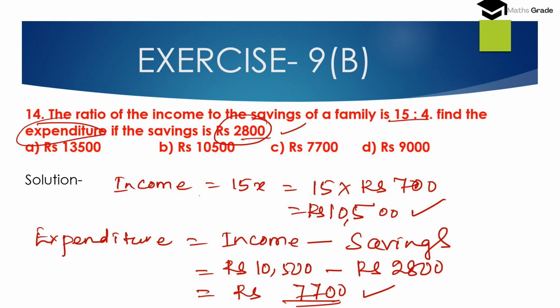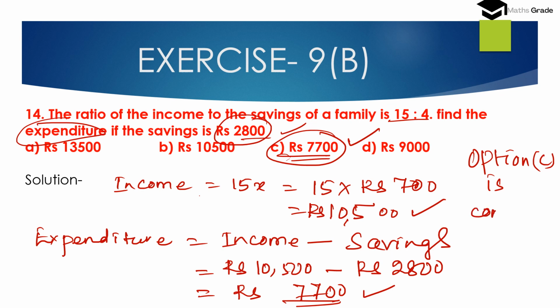So 7,700 rupees, that is option C, is correct. The expenditure of the family will be 7,700 rupees. Option C, 7,700 rupees, is the correct option.